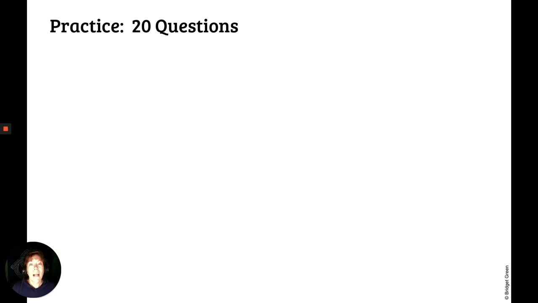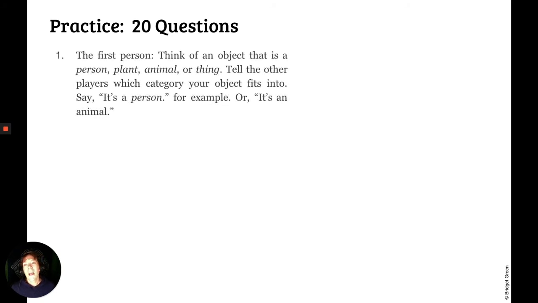Right, now we're going to practice 20 questions. It's a game that we play, like if you're driving a car for a long time and you get really bored, then you play this game with your friends, right? So it goes like this. One person is it, and they will think of an object that is a person, plant, animal, or thing. You're going to tell the other players which category your object fits into.